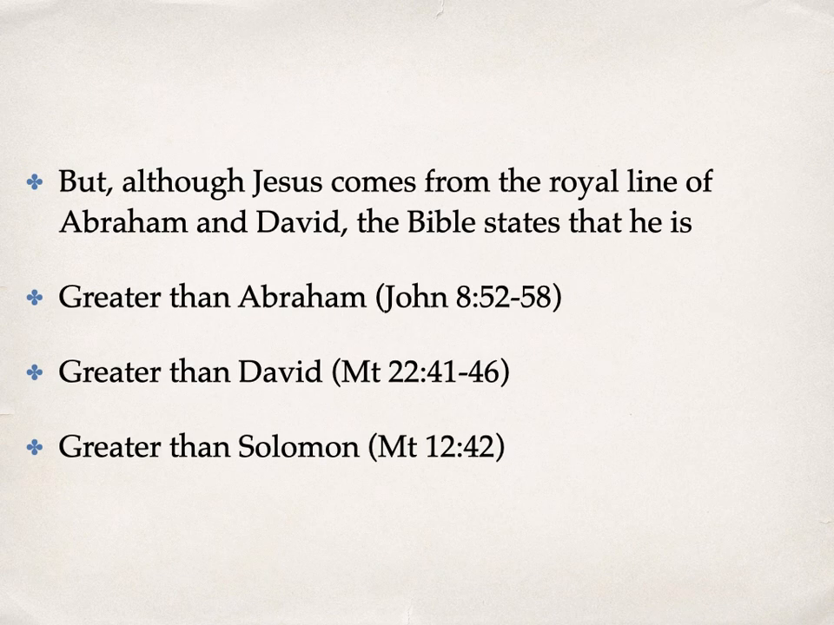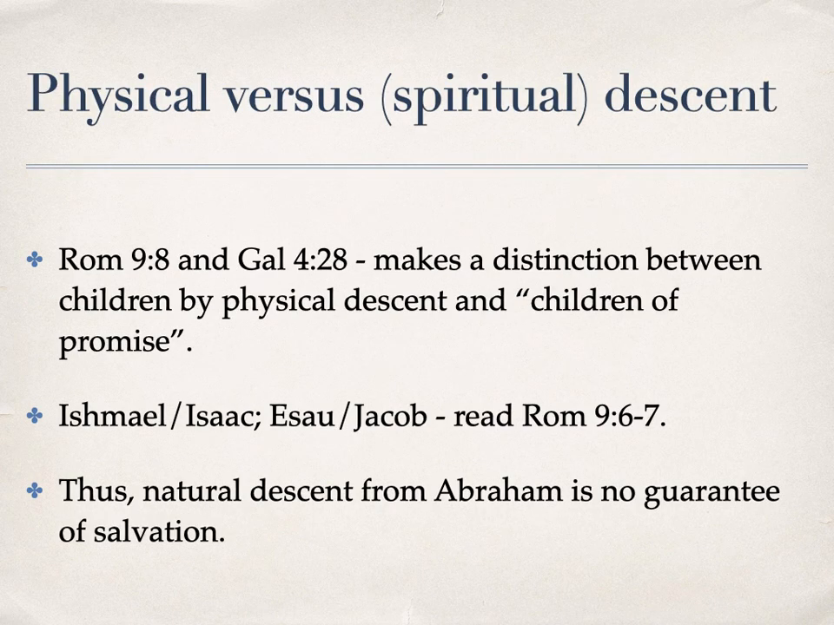But although Jesus comes from the royal line of Abraham and David, the Bible states that he is greater than Abraham, greater than David, and greater than Solomon. One more thing needs to be said: physical descent versus spiritual one. Paul in Romans 9:8 and Galatians 4:28 makes a distinction between children by physical descent and children of the promise.